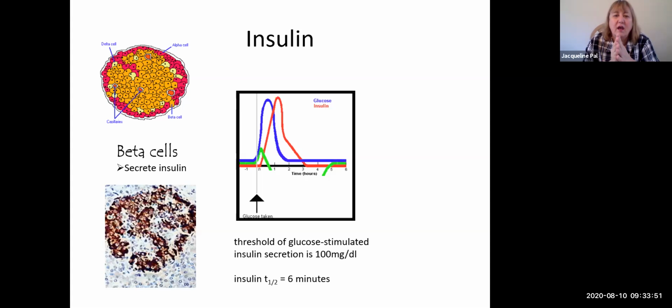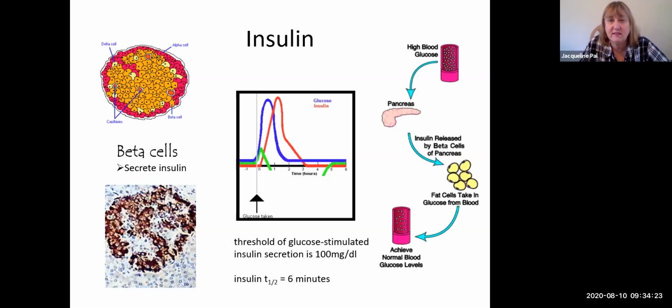So the threshold for releasing insulin actually is in the upper normal range. So you don't have to be super elevated. The fact that blood glucose levels are going up within the normal range is enough for these beta cells to start kicking out their insulin. And the half-life for insulin is only about 6 minutes, which means you're not going to be getting hypoglycemic as a result of kicking out insulin.